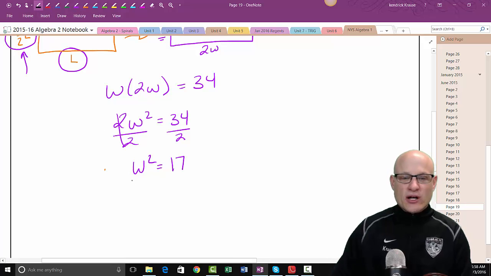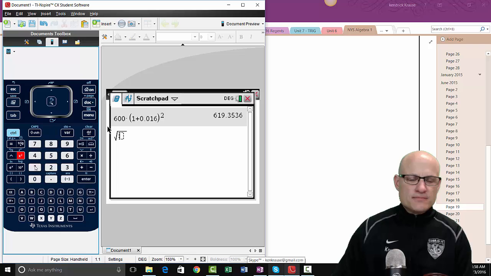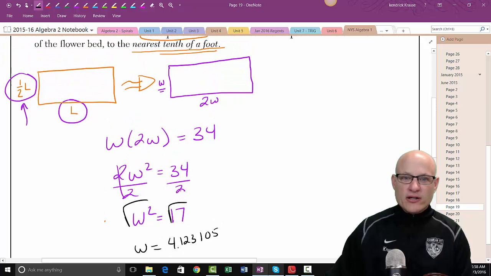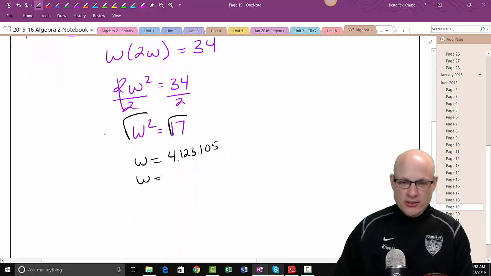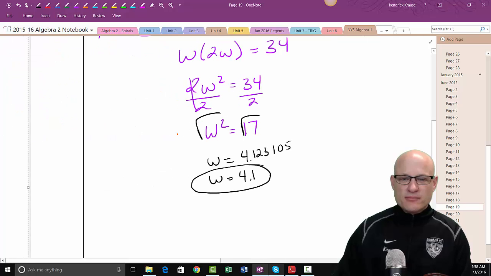You're going to take the square root of both sides, and you get W is equal to 4.123105. And the answer, rounded to the nearest tenth of a foot, is 4.1 feet. Now, there's another way. Man, I'm losing my voice.